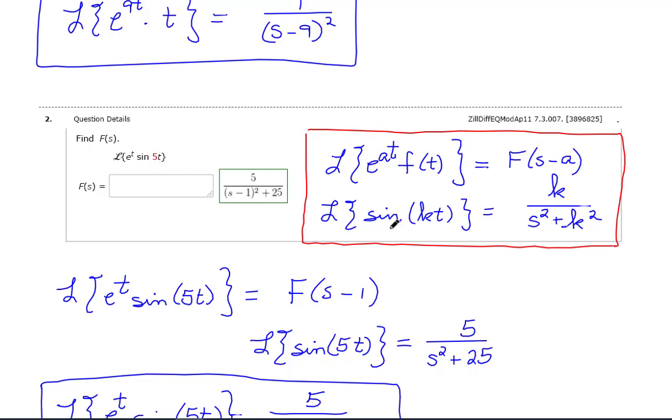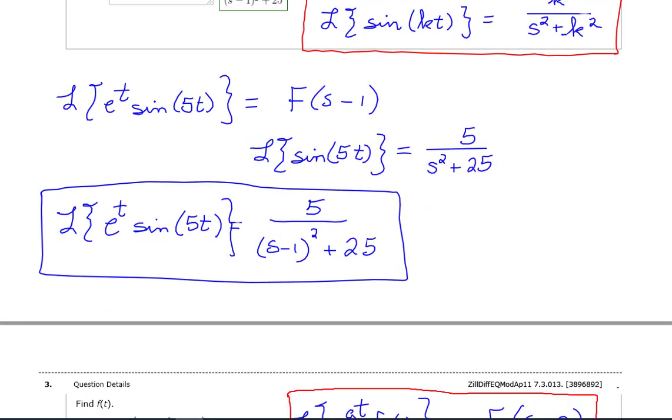Well, the Laplace transform of sine of kt has k on the top, k squared on the bottom. All right, so the Laplace transform of sine of 5t is 5 over s squared plus 25. But now when I shift this by s minus 1, I get an s minus 1 in the place that used to be s squared.